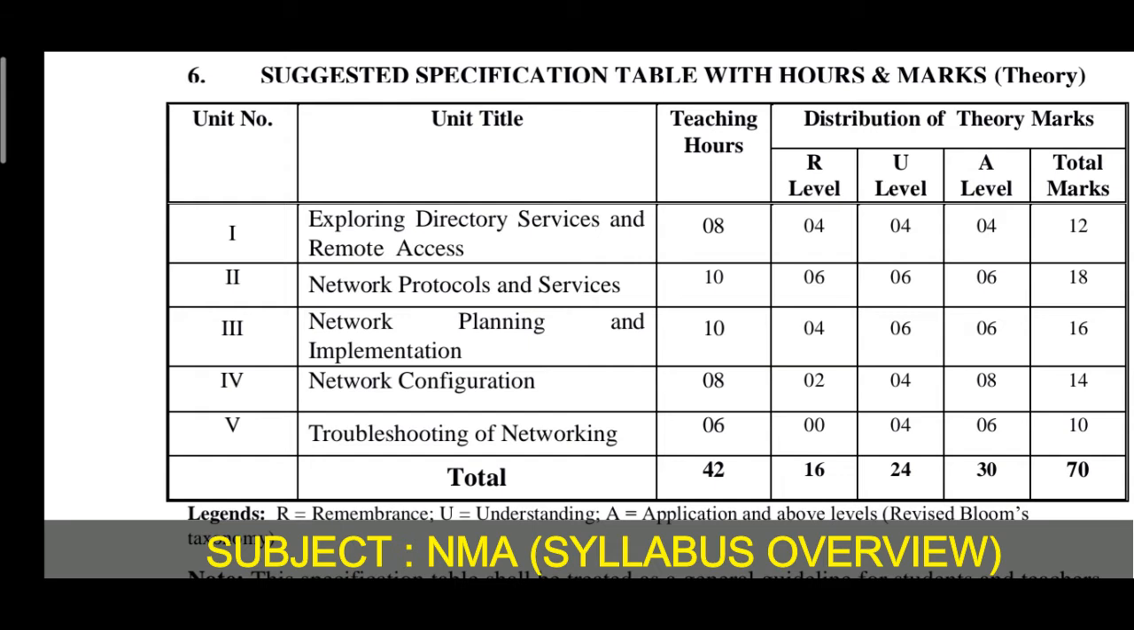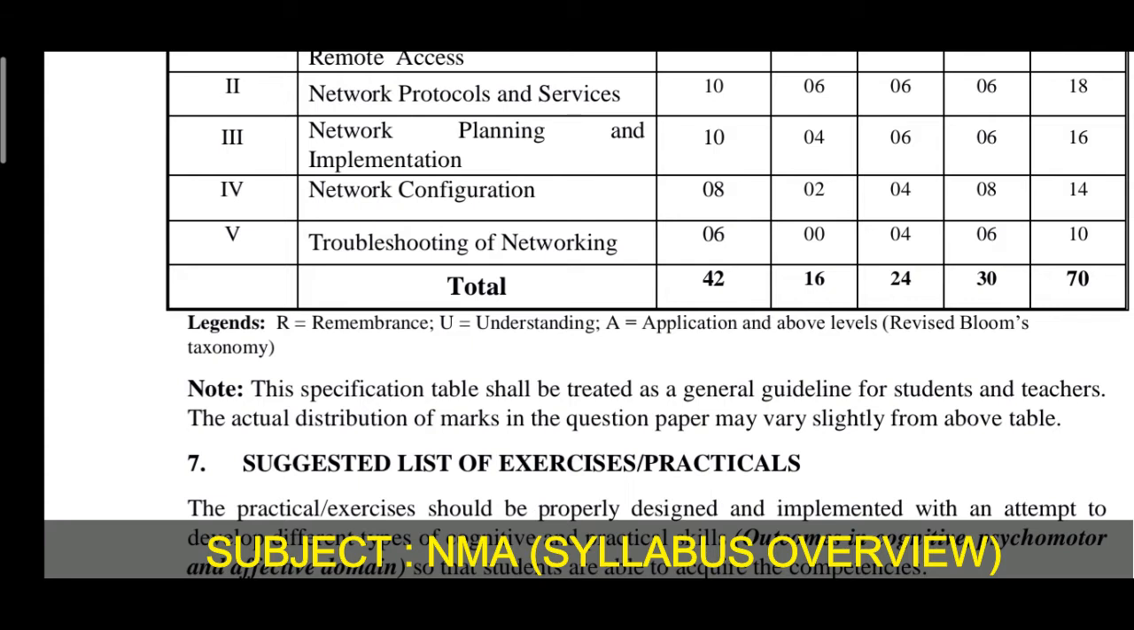So RUA is nothing but R stands for remembrance, U stands for understanding, A stands for application, and above levels of revised Bloom's taxonomy. So dear all students, these chapters and their marks are considered in our GTU university exam, and note that this specification table shall be treated as a general guideline for students and teachers. The actual distribution of marks in the question paper may vary slightly from the above table.